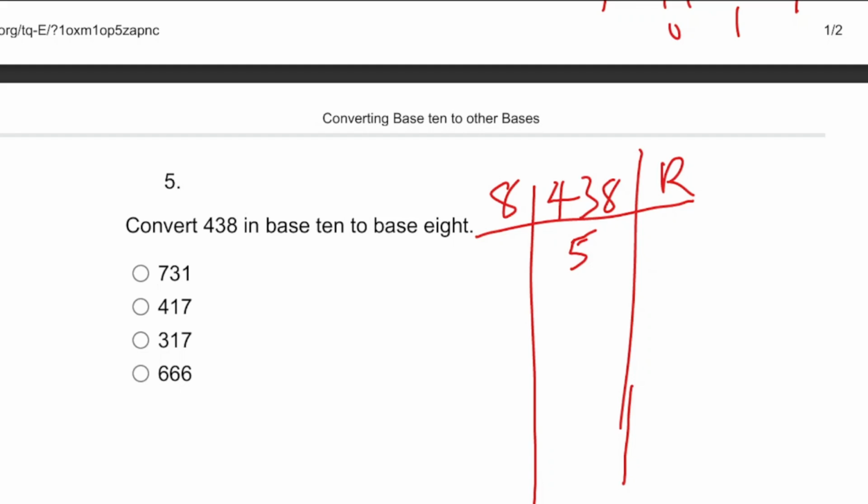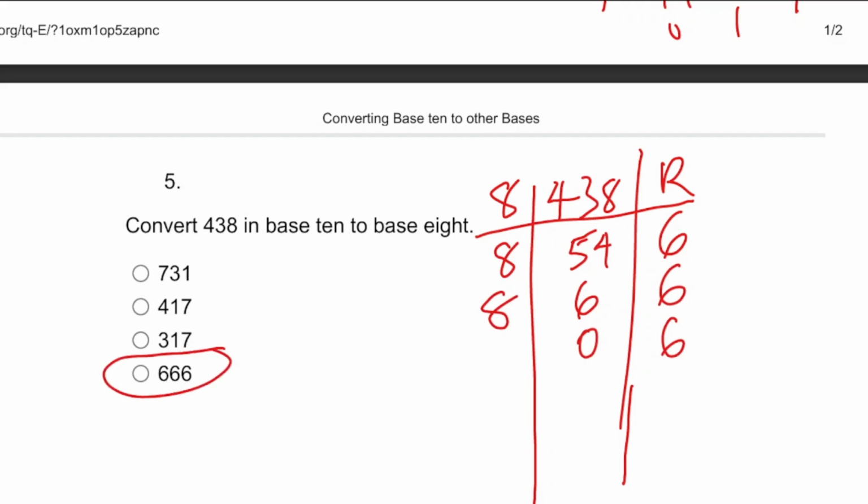So 8 in 38, that is 4, which is 32, remainder 6. So do the same thing. 54 divided by 8 gives 6, which is 48, remainder 6 as well. 8 in 6, that is 0, remainder 6. So the answer is 666.